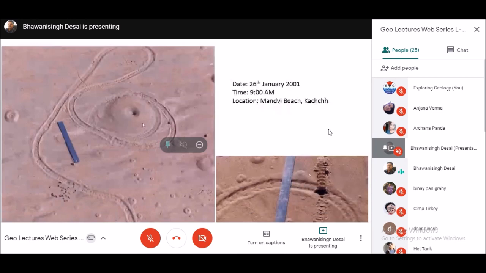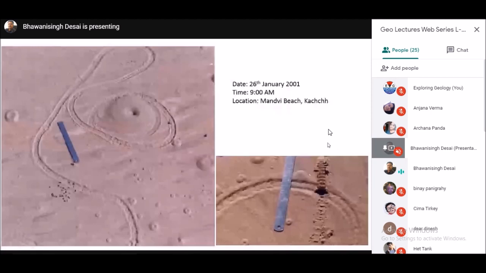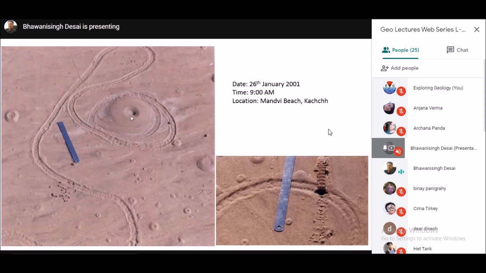Now, what happened with this animal? This used to stay in the burrow. This is the burrow of the animal. It used to stay inside the burrow. And when the earth started shaking, it also felt that earthquake, and it came up on the surface. It got so confused that it circulated around its burrow, and ultimately it died. So this kind of behavior is also documented in the rock record.